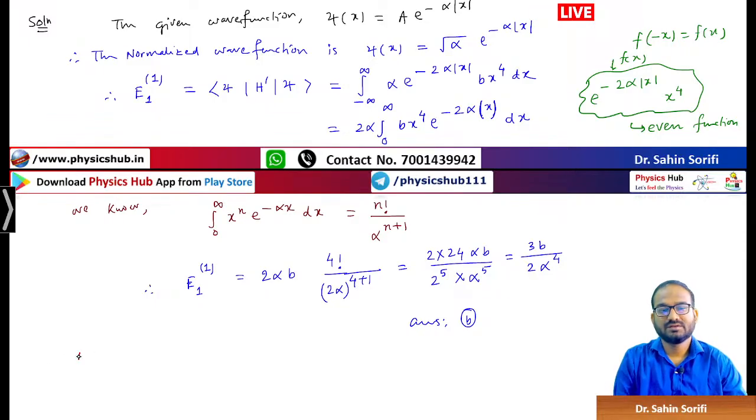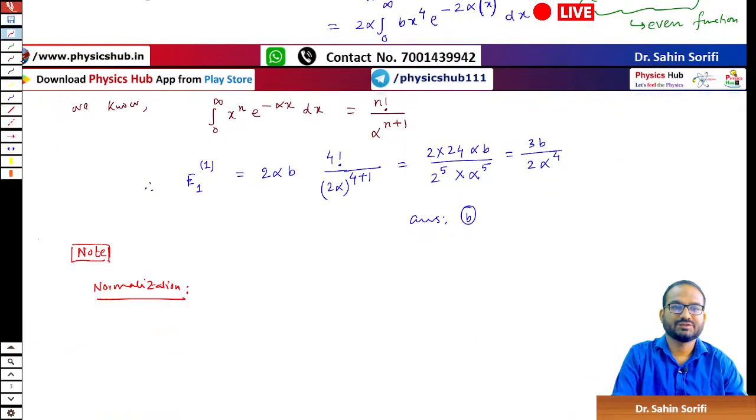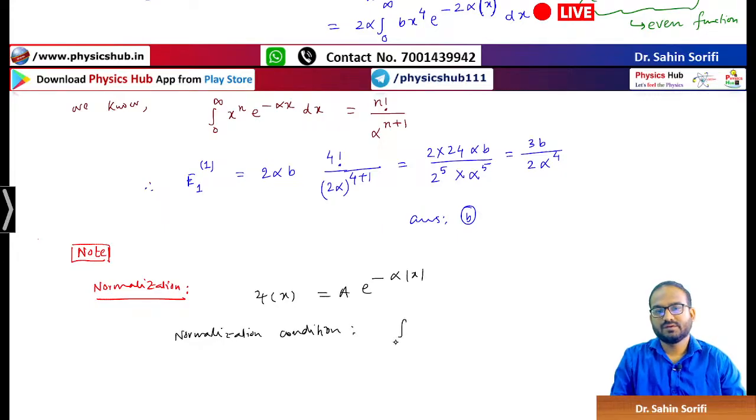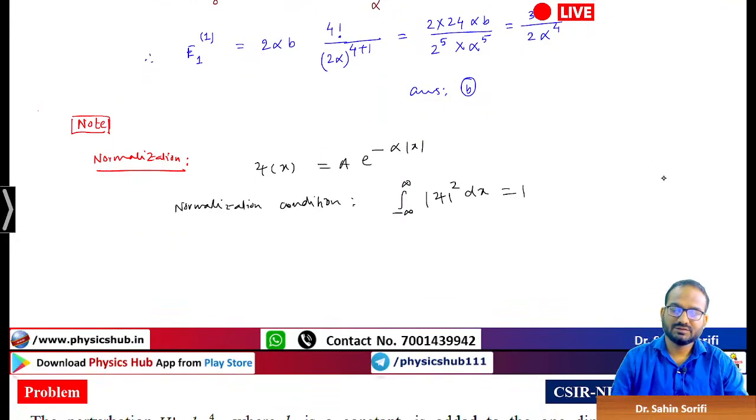This is just a note for the normalization part. How do you do the normalization? I'm just showing you how you got the normalization done. Psi of x equals A e to the power minus alpha mod x. So the normalization condition we can use here: the integral from minus infinity to plus infinity of mod psi squared dx equals 1. This is what the normalization condition is.